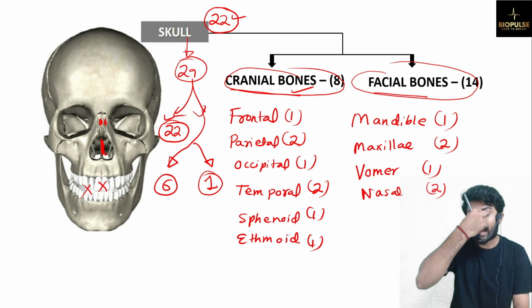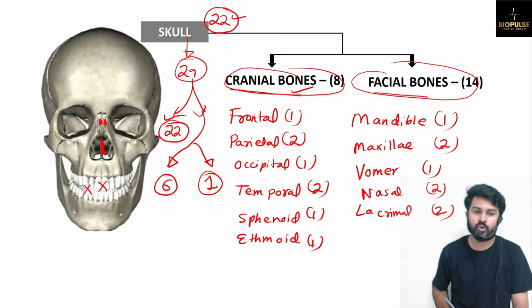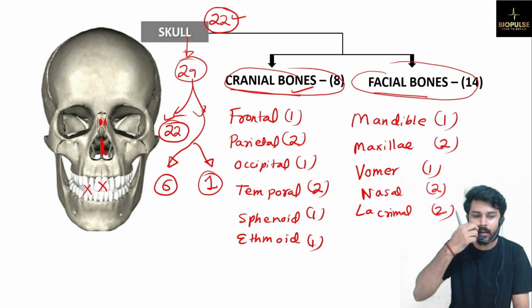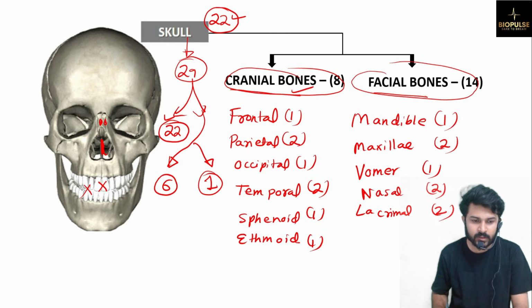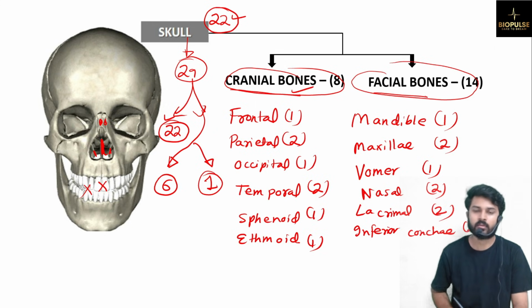Here lacrimal gland is present, if you know. So here one lacrimal bone, here one lacrimal bone will be present. So here let's write lacrimal. How many lacrimal? 2. Fine. Now here what will be present? These bones. This one and this one. These two are known as inferior conchae. These are also paired structure, that is 2 in number.